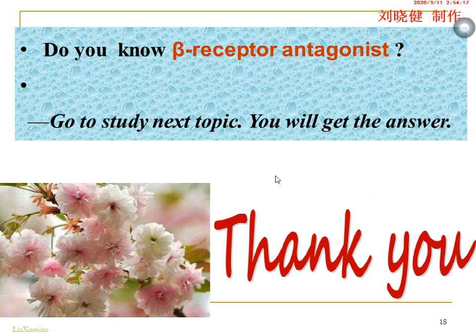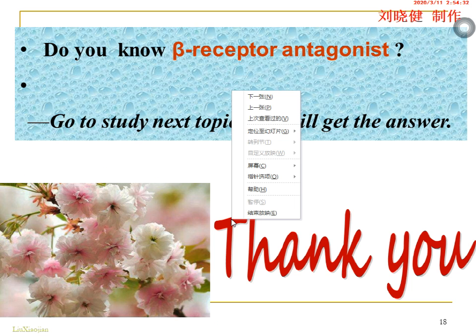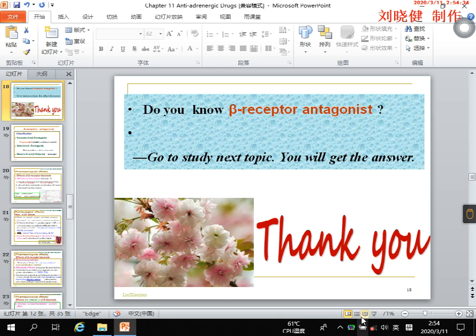Okay, that's all for this part. So in this part, you mainly studied alpha receptor antagonists. So do you know beta receptor antagonists? Go to study the next topic. You will get the answer. Okay.